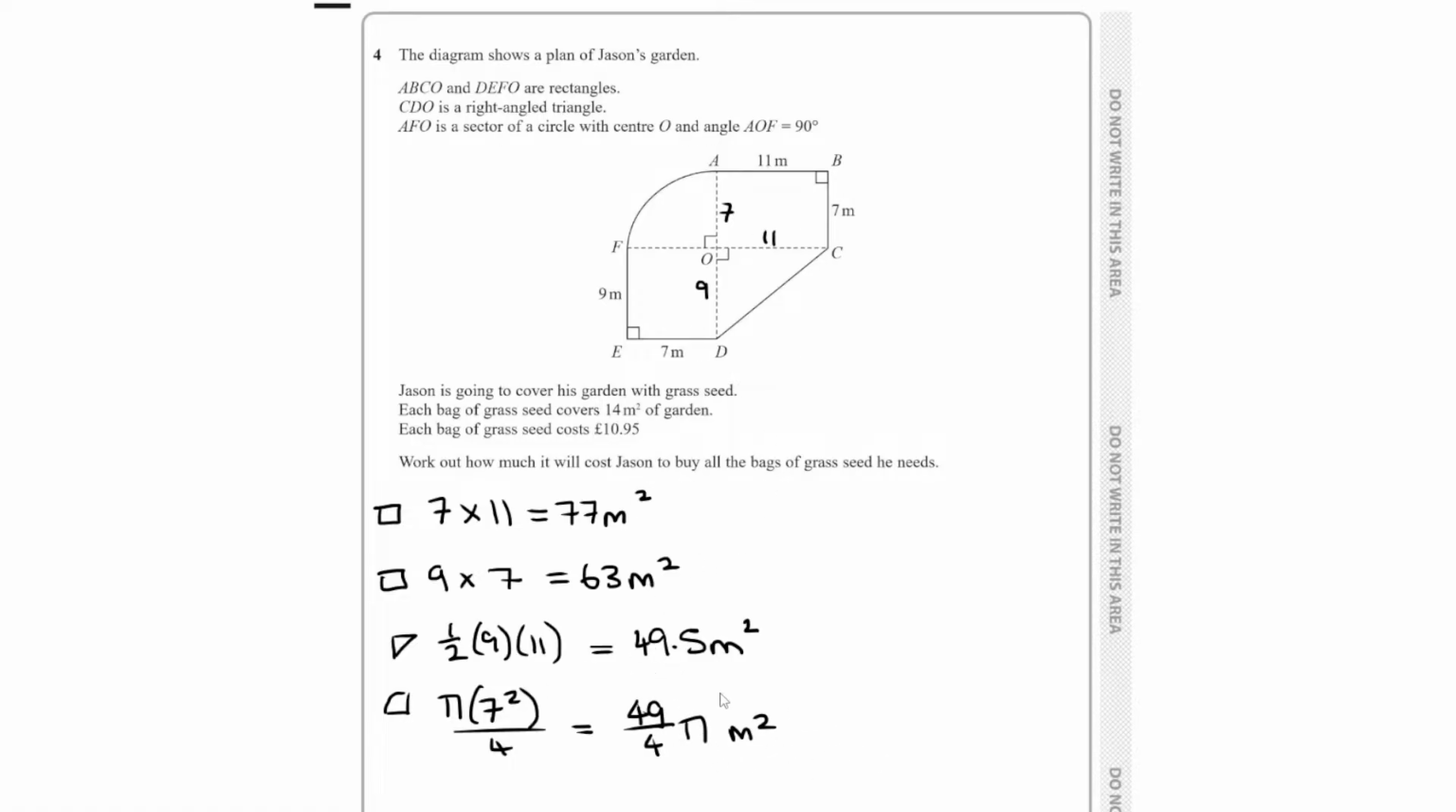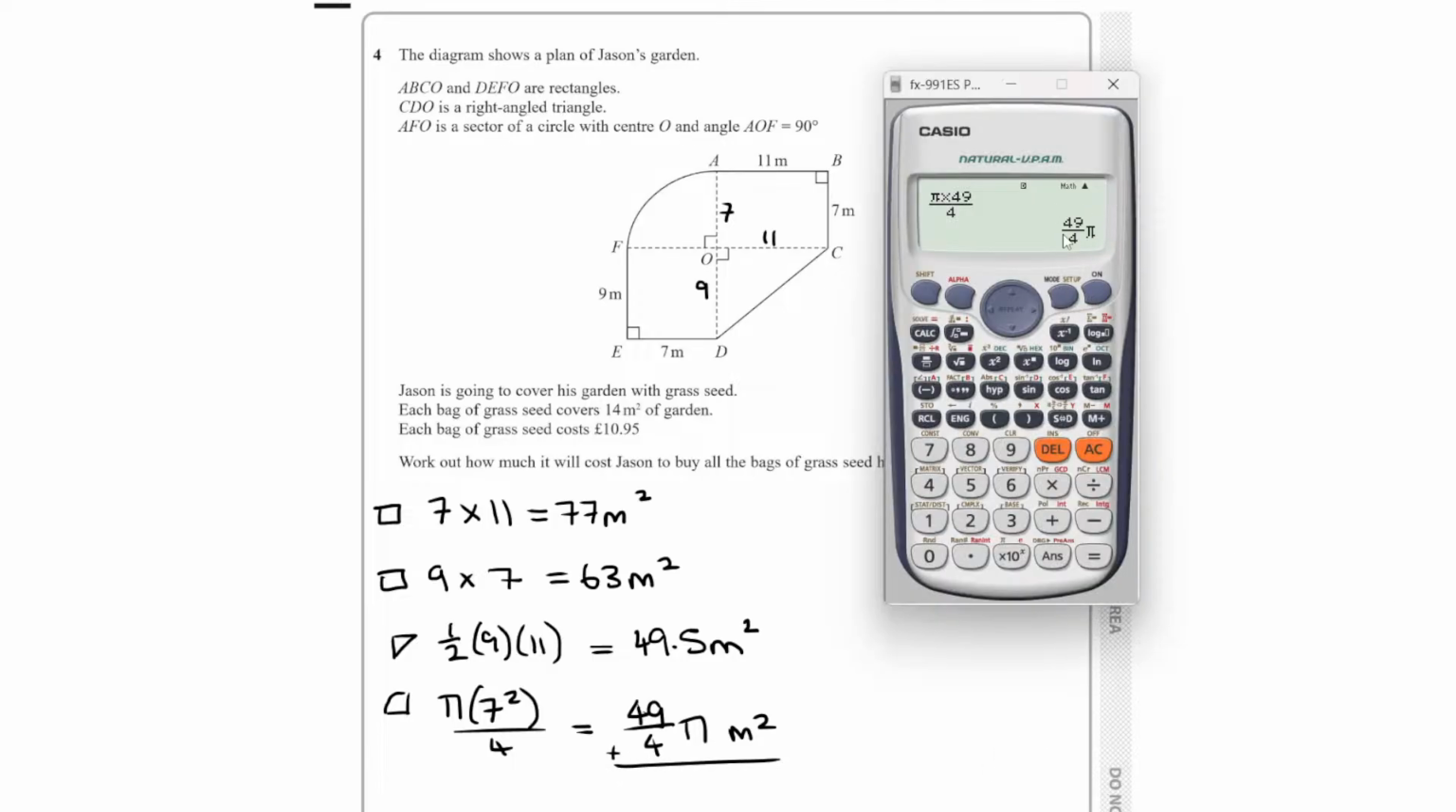So now I've got all of them. I've got all 4 parts. I'm just going to add all those together. So that's when I'm going to bring in the calculator. So I've already got the answer there for that quarter circle. Add 49.5, add 63, add 77, and you get this.